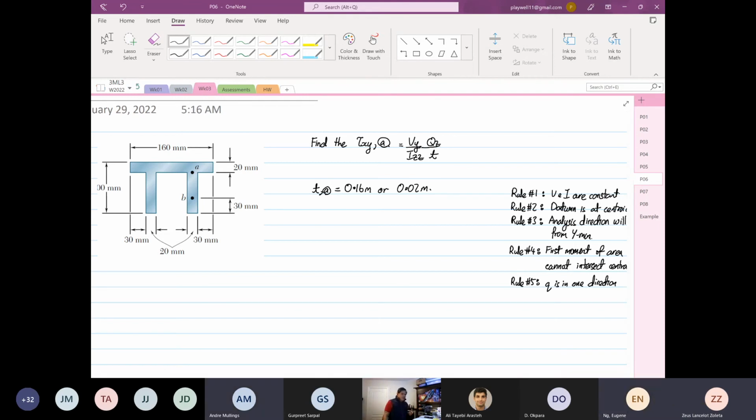We usually, so at point A, right? You're right. At point A is at the intersection, right? We will use this value, right? We will use this value because it will generate higher what? Shear stress.